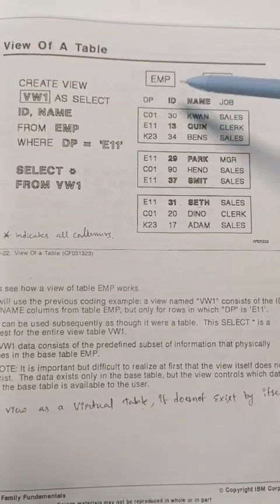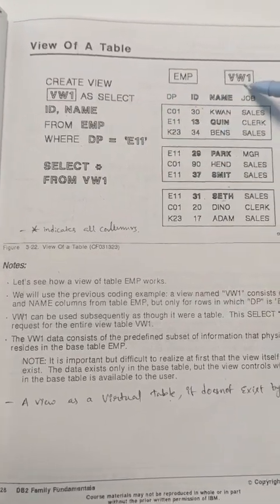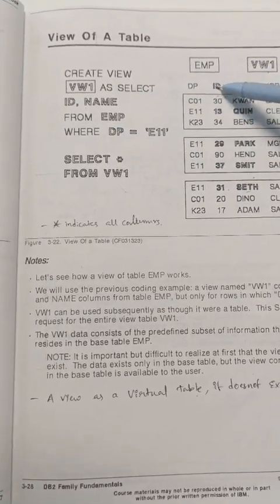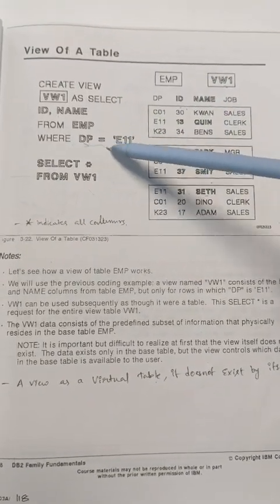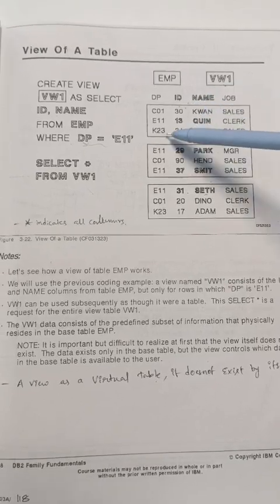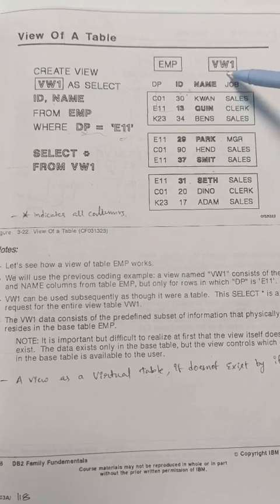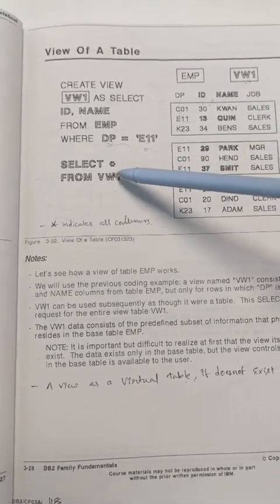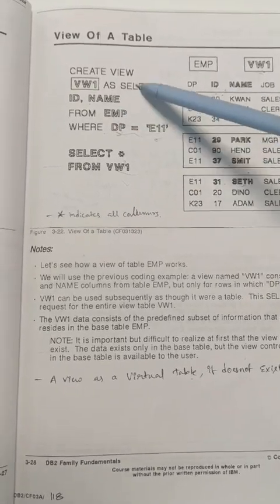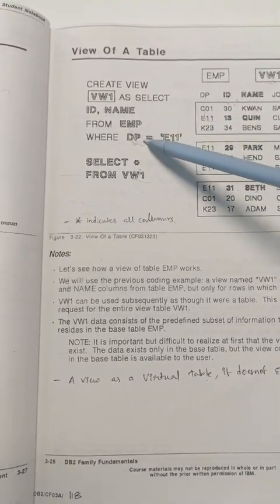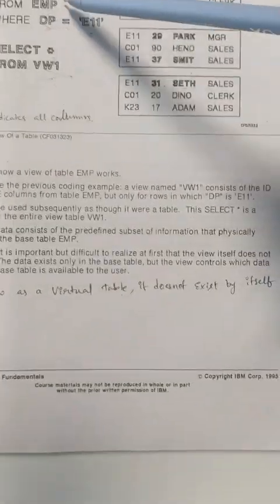And this is how the view works. Creating a view here, I am creating view 1 as select ID, name, which are the column names, with the query condition on the DP column, E11 only. Whatever rows have DP E11 will come under view 1. So if I give select star from view 1, I will get only the rows that satisfy the query. Instead of giving the whole query, I can give select star from view 1, and I will get only that particular select condition.